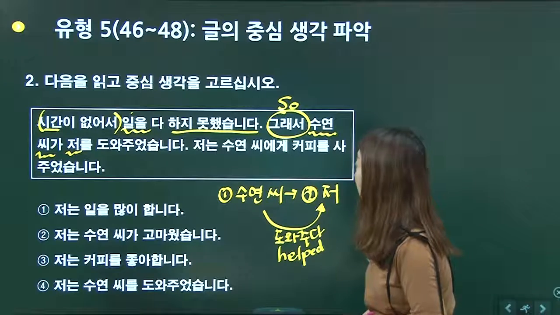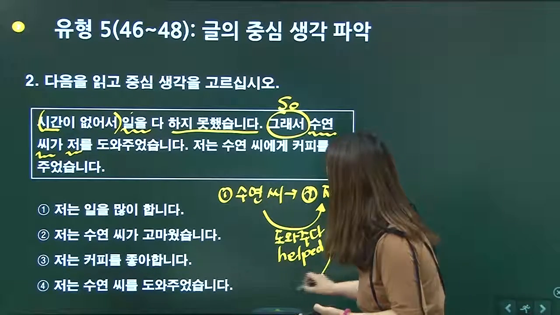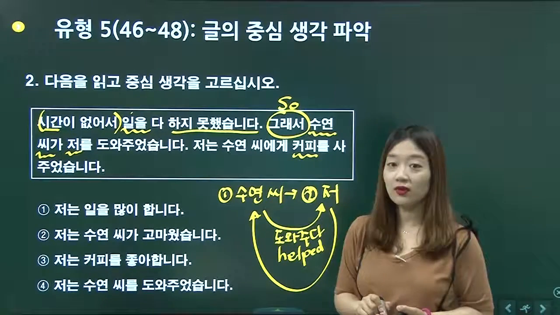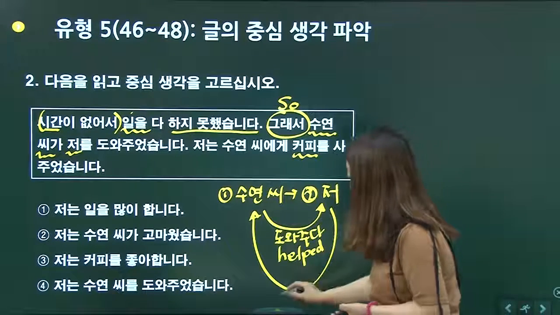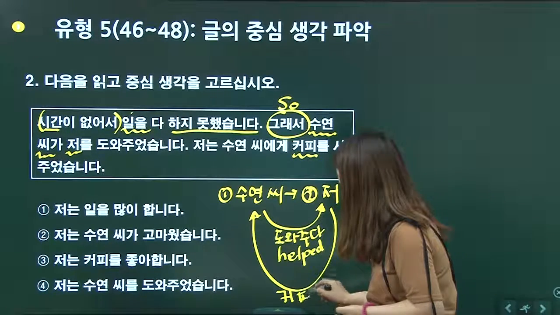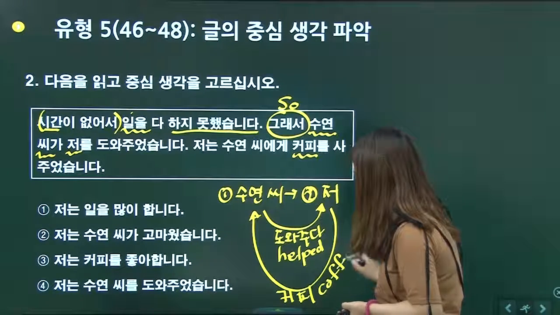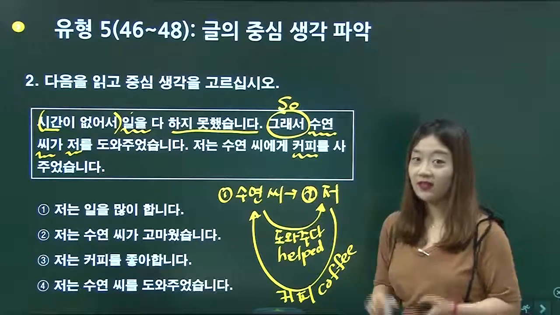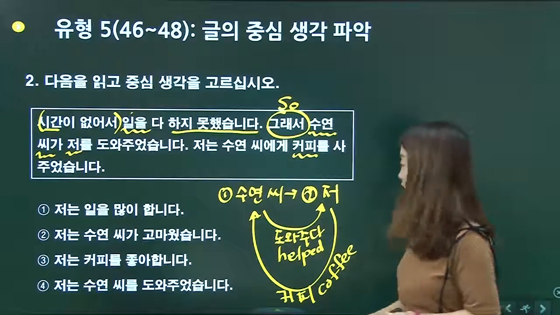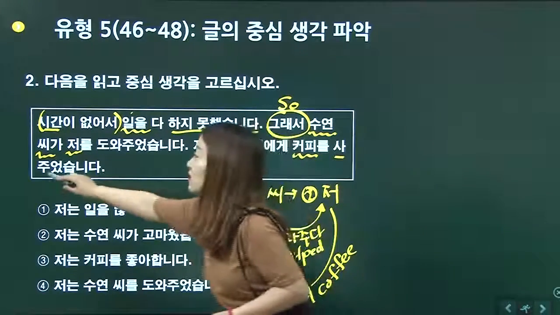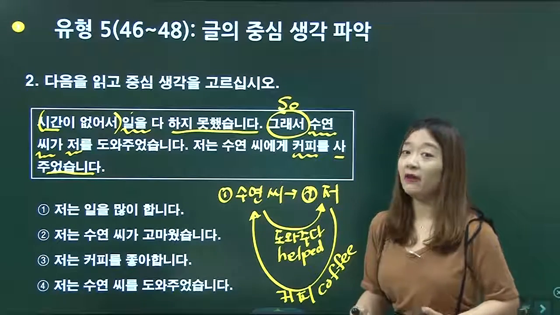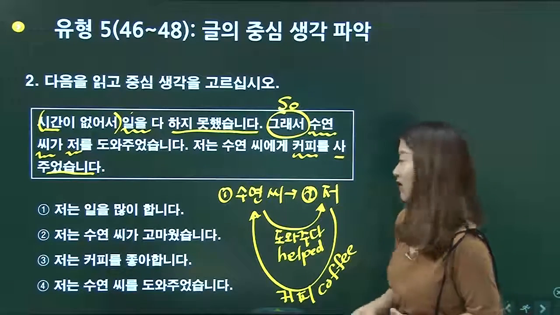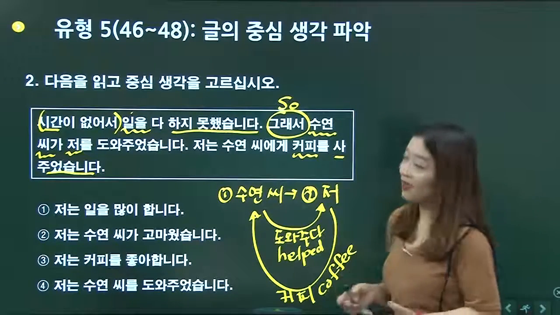저는 수연 씨에게 — so what did I do to her? 저는 수연 씨에게 커피를 사주었습니다. Coffee. One of my favorites, right? 커피를 사주었습니다. 사주다 means treat. I treat her or I buy for her. I buy coffee for her. Okay? I treat coffee to her. Okay, good. So, what is the main idea?